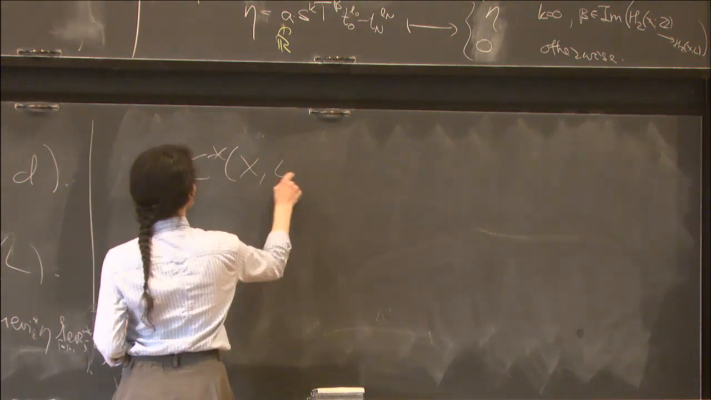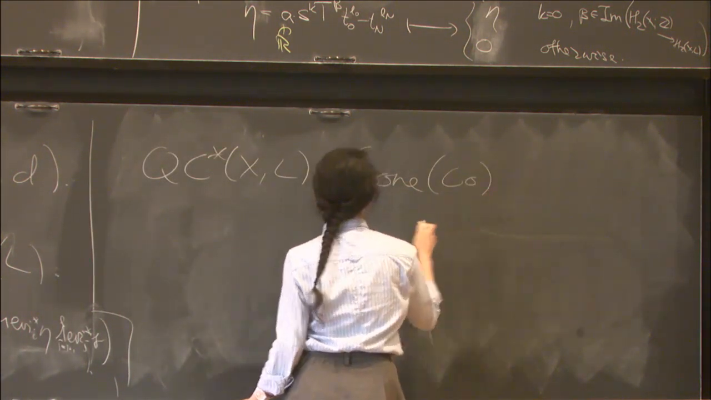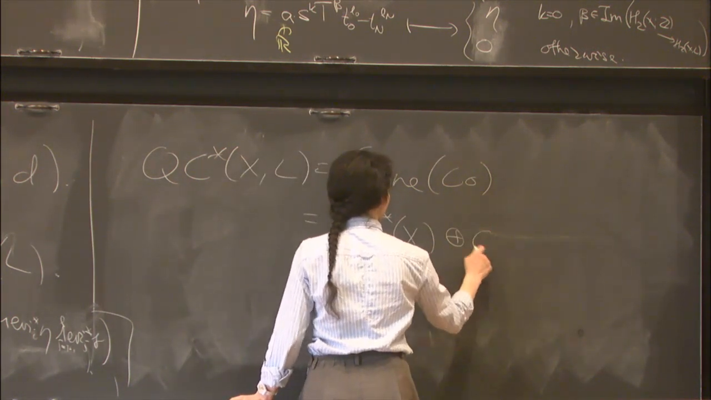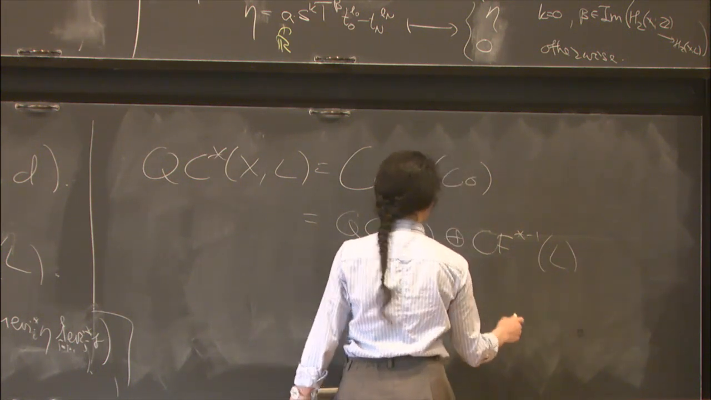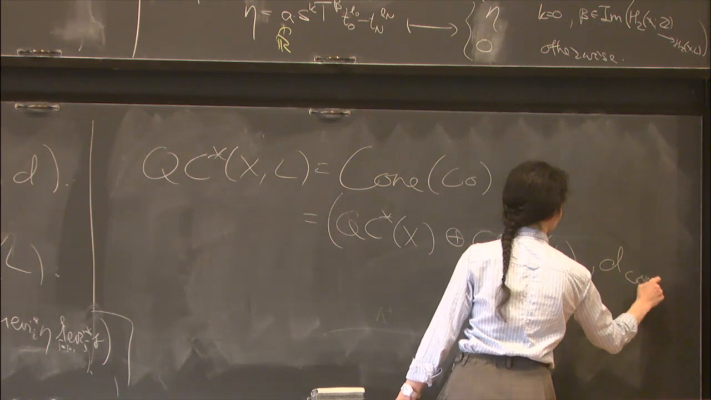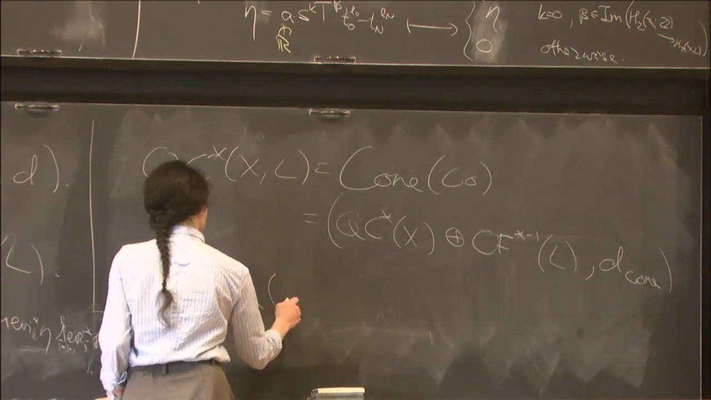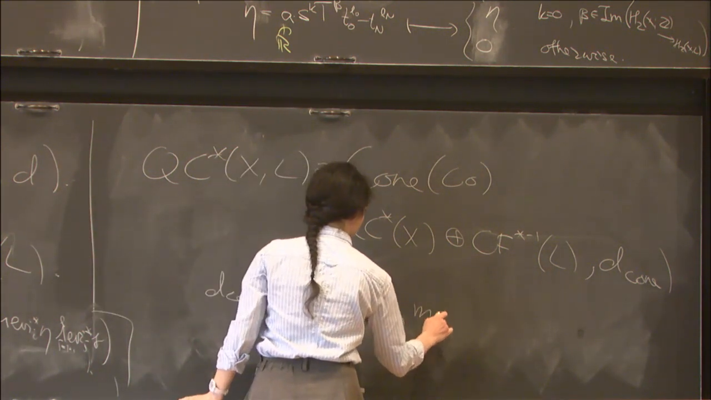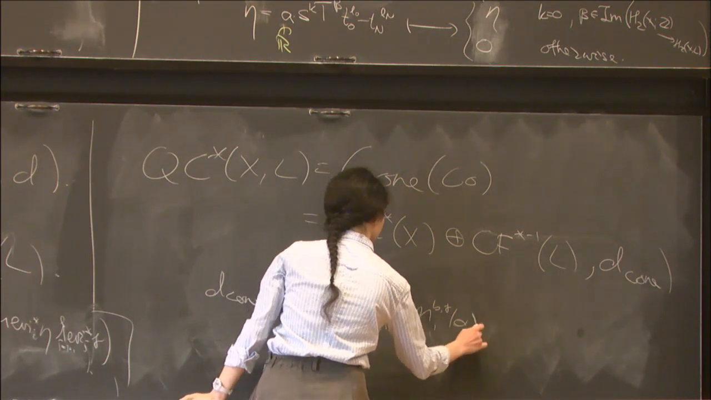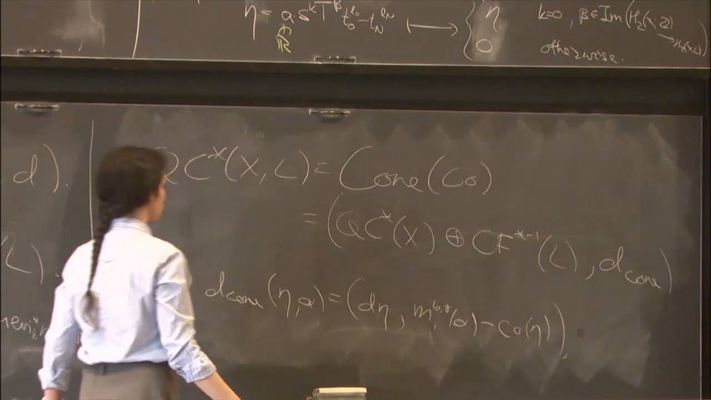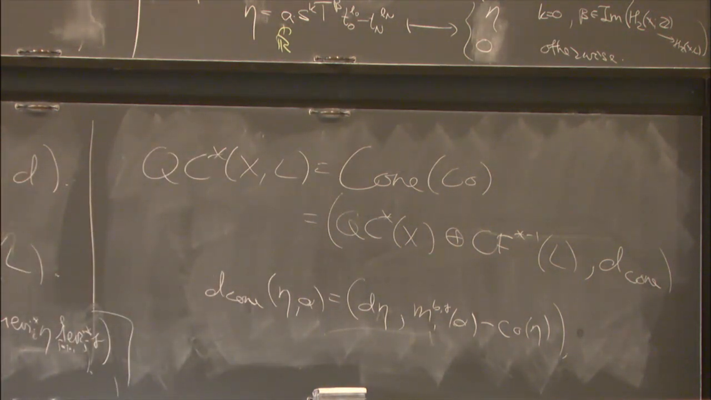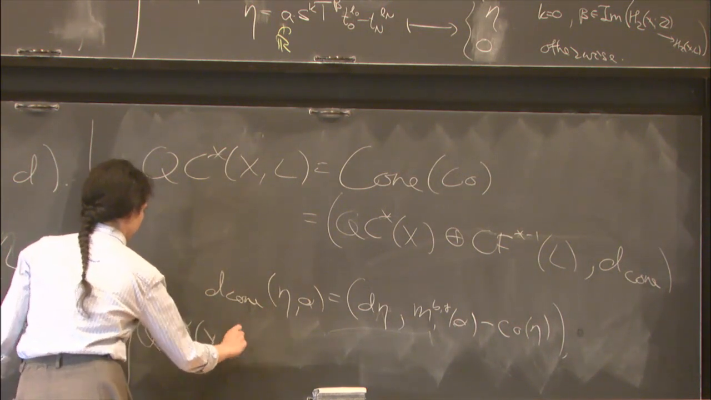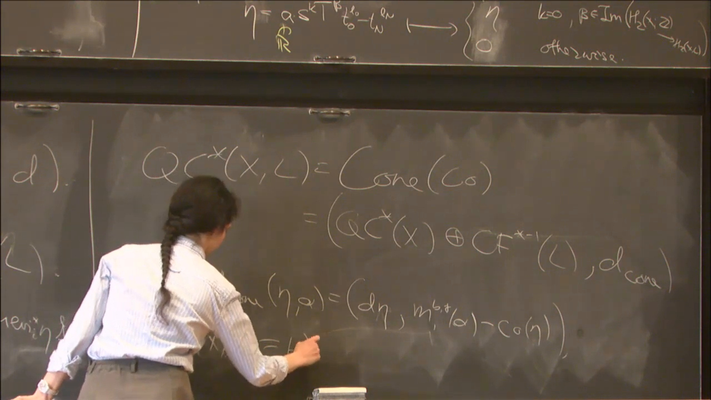Sort of quantum complex. There's the cone of closed-open. So in other words, it looks like the closed direct sum with the open shifted, and the differential of the cone is given by, let's say, (eta, alpha) is given by the differential of the closed complex and then the differential of the open complex minus the map applied to the closed part. This is what I call the relative complex, and then the relative homology would be of course the cohomology of this complex.